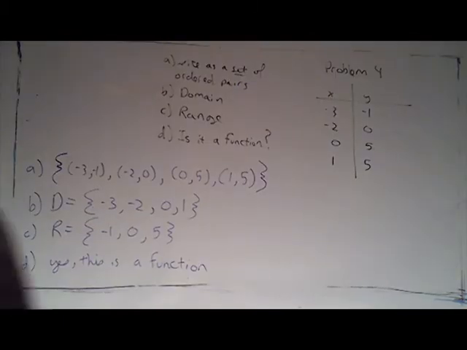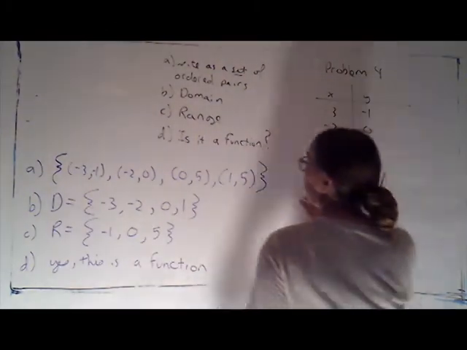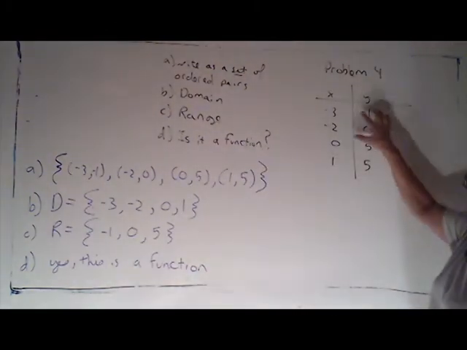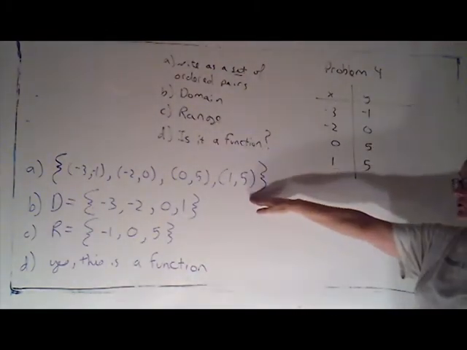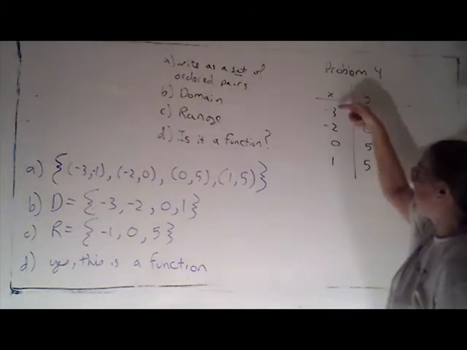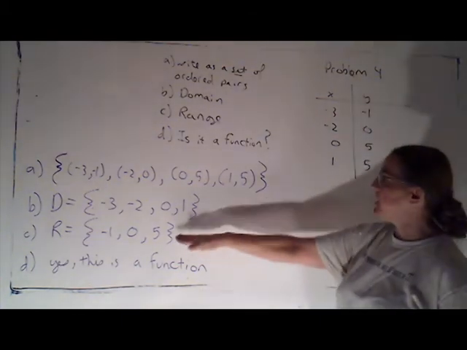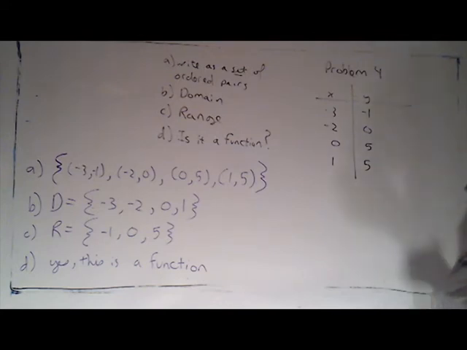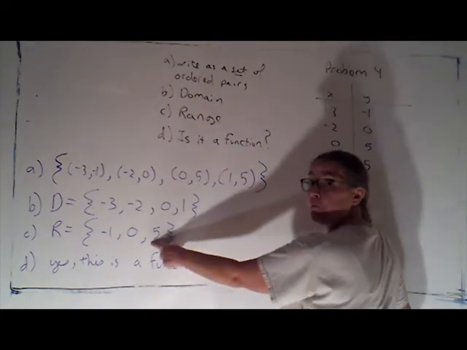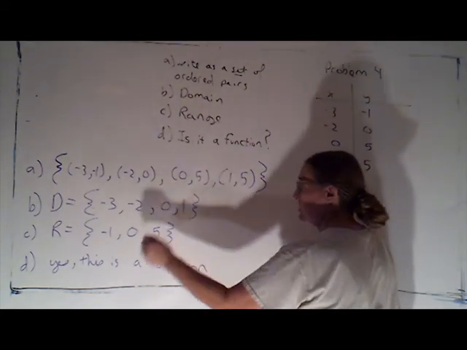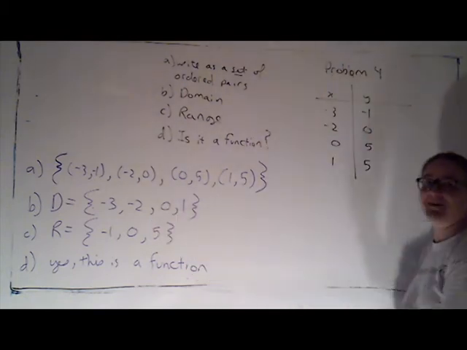All right, so I've got the answers to problem 4 up here. So the first thing I did is just rewrote this table of values as a set of ordered pairs. The domain was the set of my x values. The range was the set of my y values. And I'll just point out, I only had to write 5 once. Okay, if it's in the range, put it in the range. Don't write it more than once.